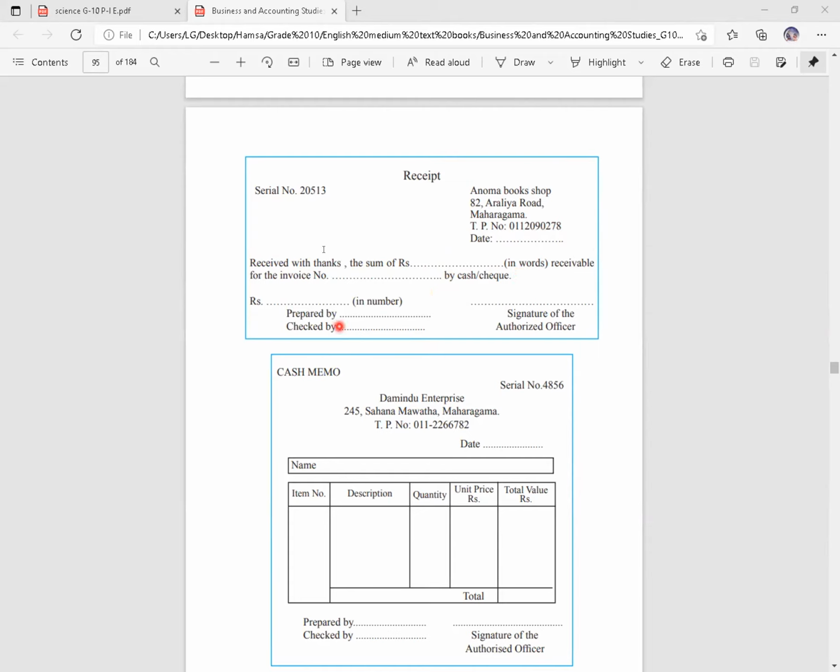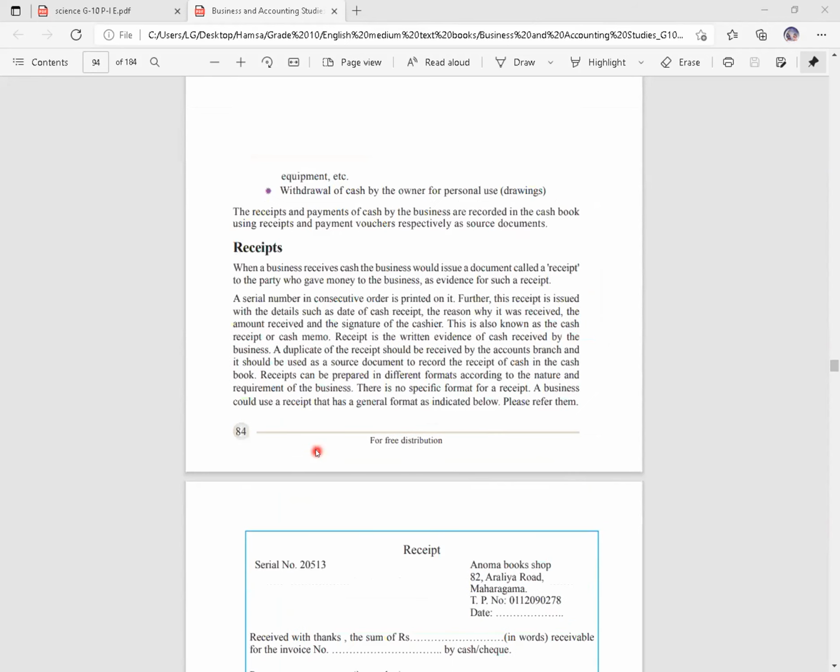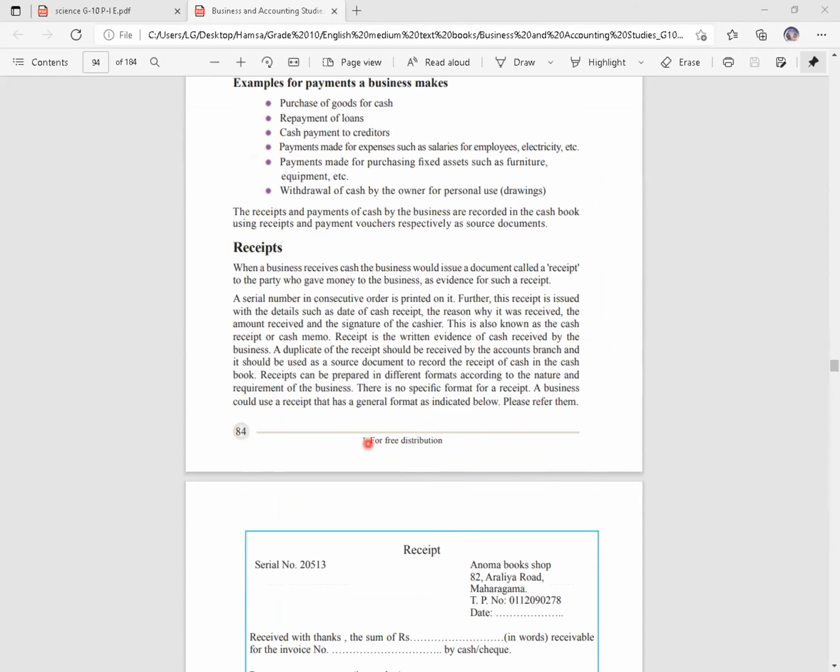received for the invoice number, for which bill, for which invoice this cash has been paid. If I take the example of a debtor, he has already purchased goods from you. That's why he is a debtor, right? He didn't pay you, but he has already taken the goods from you. Now the debtor has come to pay you the previous amount.